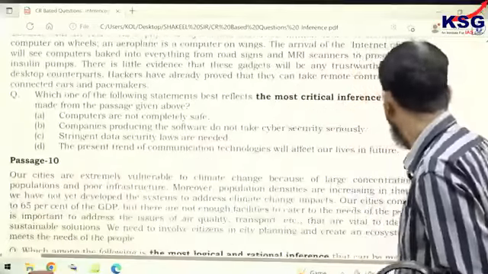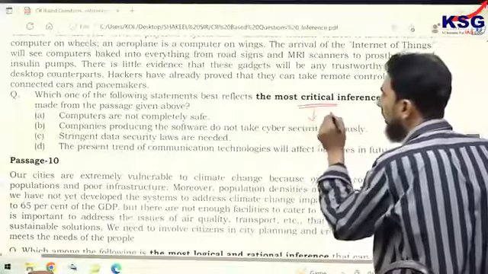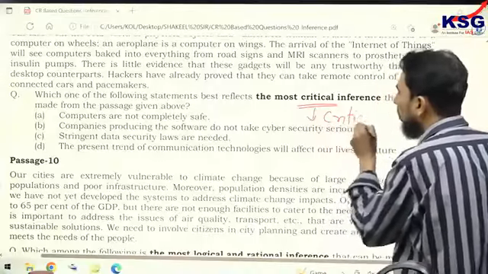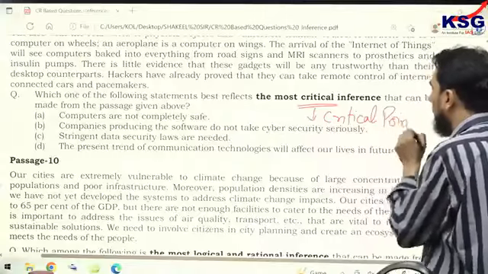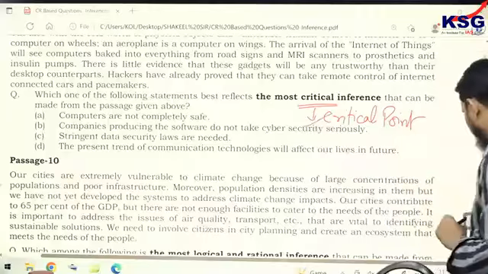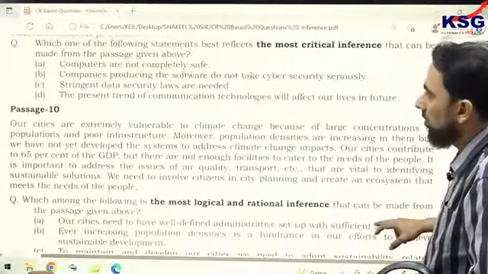It was talking about critical inference. All the students are aware that critical inference will always be based on the critical point made by the author. So always choose the option that is based on the main point that the author has established, more or less like a corollary.